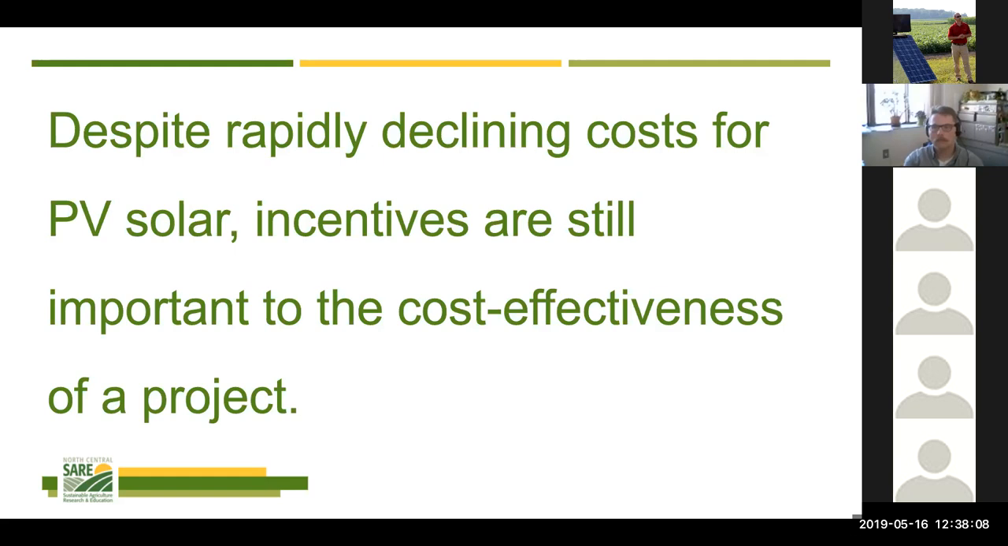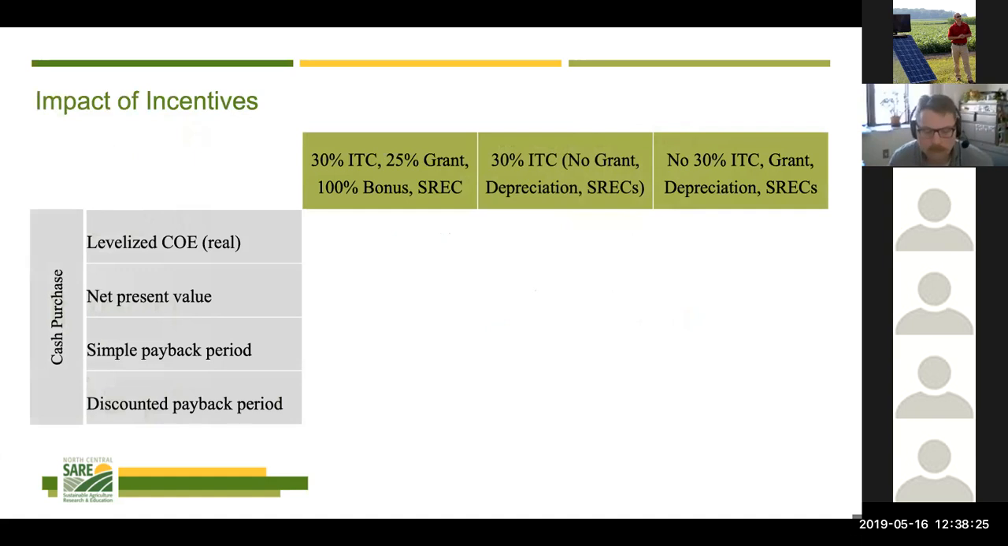One of the takeaways is, if your primary motivation is the economic return on this investment for your business, we need to make sure that we carefully consider what incentives are available, because they're a very important part of the process. So I went ahead and modeled a project, and actually this is a project that John and I had worked with a farmer on a while back, and I dusted it off and repurposed it for this presentation.